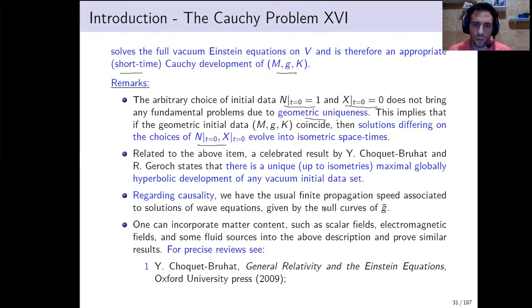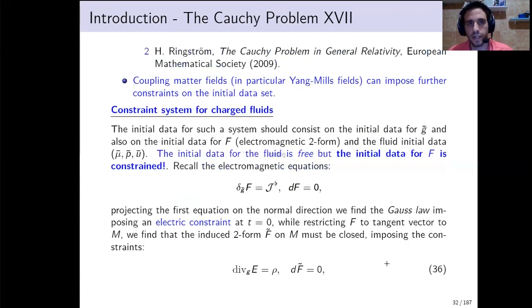And also one can incorporate matter content quite straightforwardly into the picture. And in particular, one can incorporate the kind of examples that we provided at the beginning: scalar fields, electromagnetic fields, and also some fluid sources. And for precise reviews of all these, with precise statements on functional spaces and regularity properties, we would like to refer the interested reader to this textbook by Yvonne Choquet-Bruhat and also this other textbook by Hans Ringström.